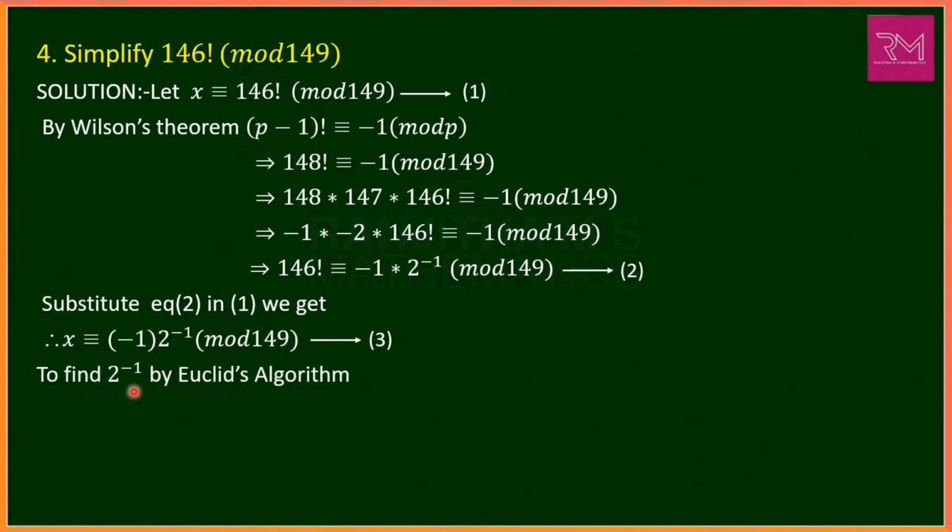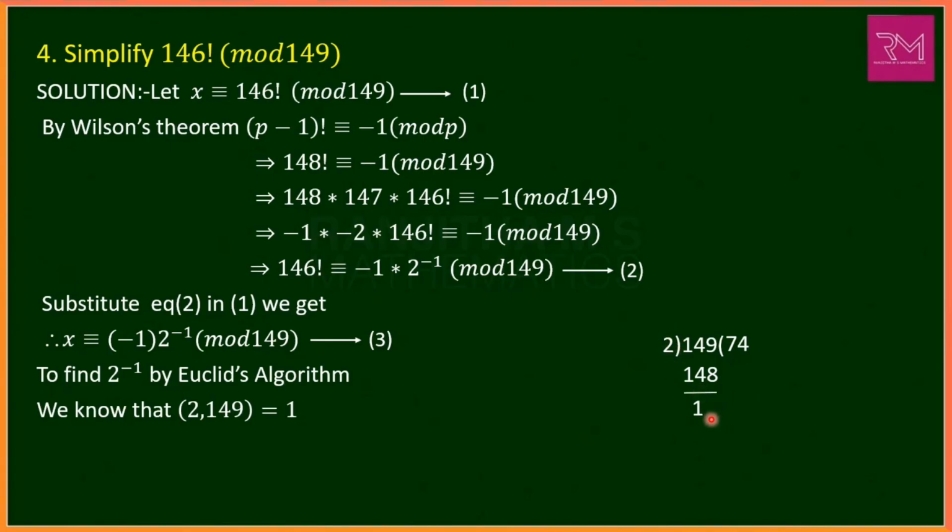First step, we have to check whether the GCD of 2 and 149 is 1. Obviously, the GCD of 2 and 149 is 1 because 149 is a prime number. So the divisors of 149 are 1 and 149 itself. The divisors of 2 are 1 and 2. Therefore, among these two, the greatest common divisor is 1. Therefore, the GCD of 2 and 149 is 1. Next, we have to divide 149 by 2. We get here 2 into 74 value is 148. Next step, subtract 148 from 149, then we get a remainder value as 1.